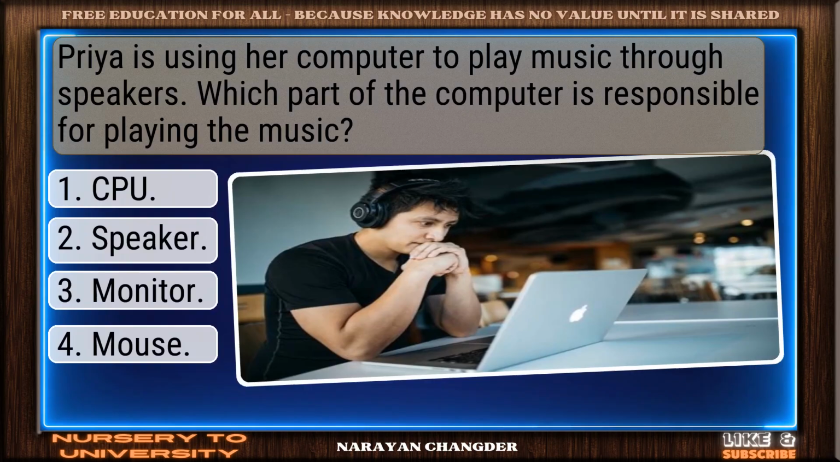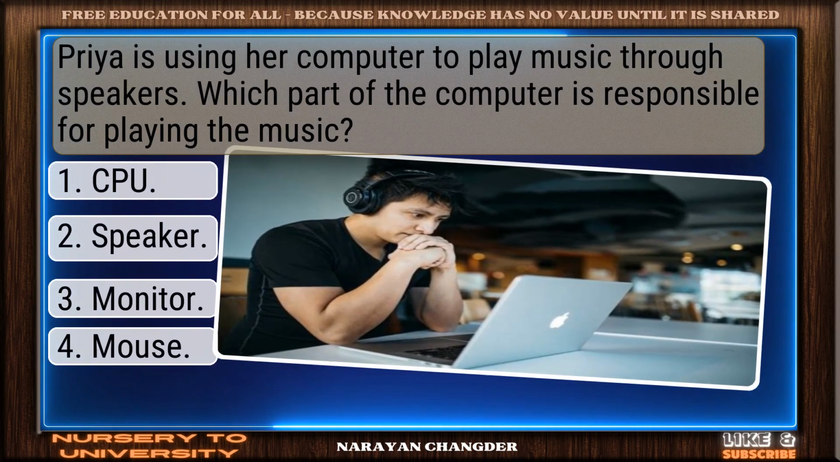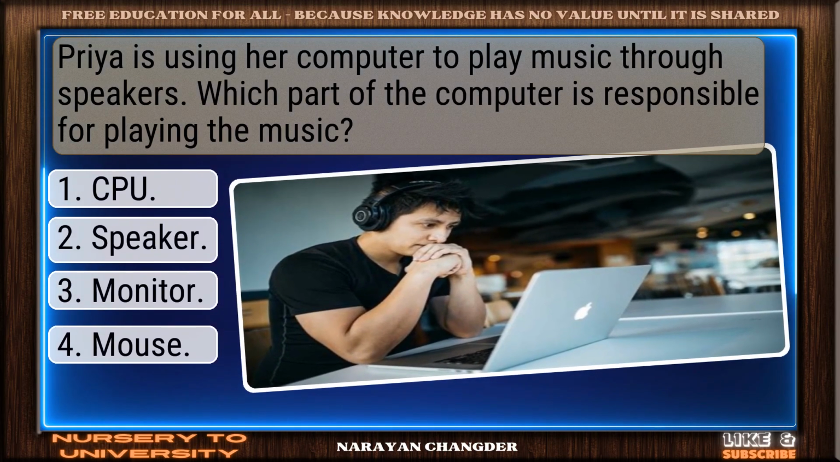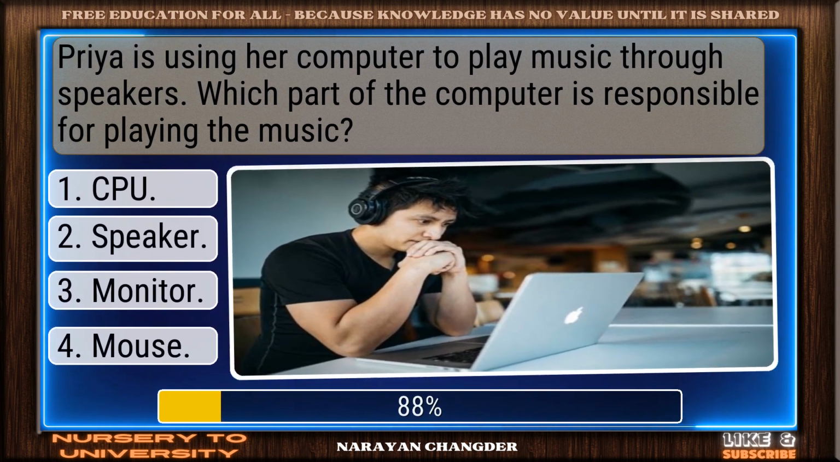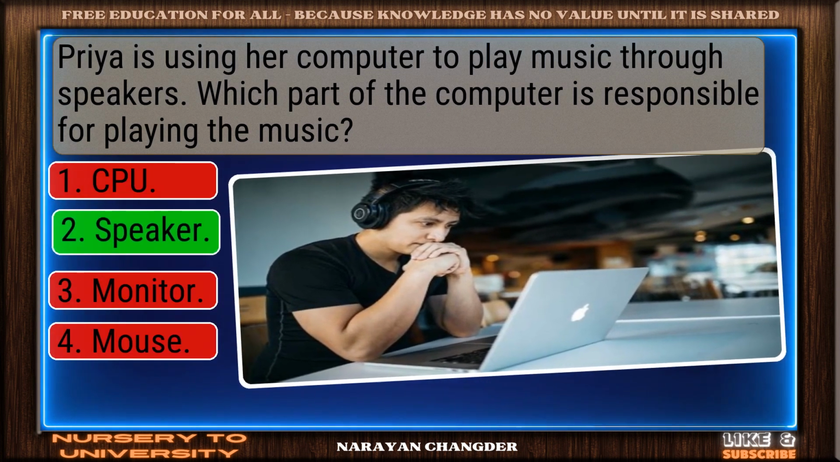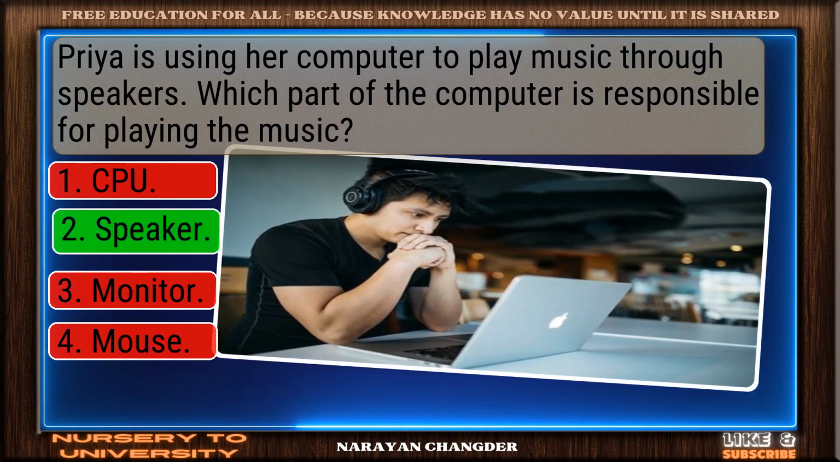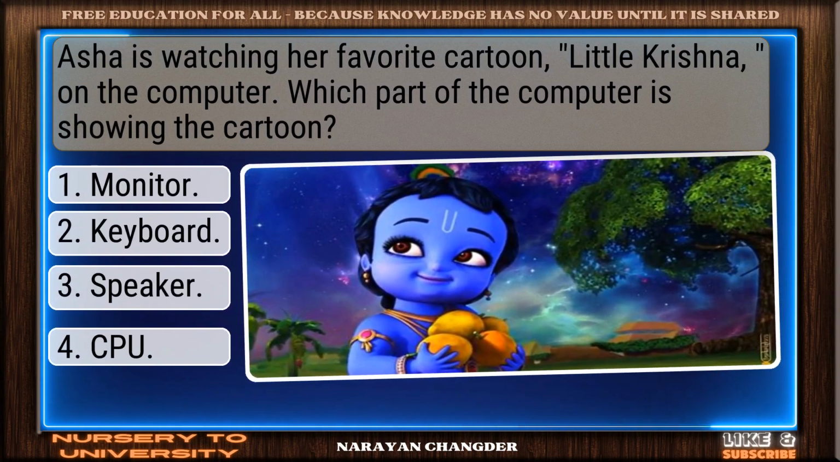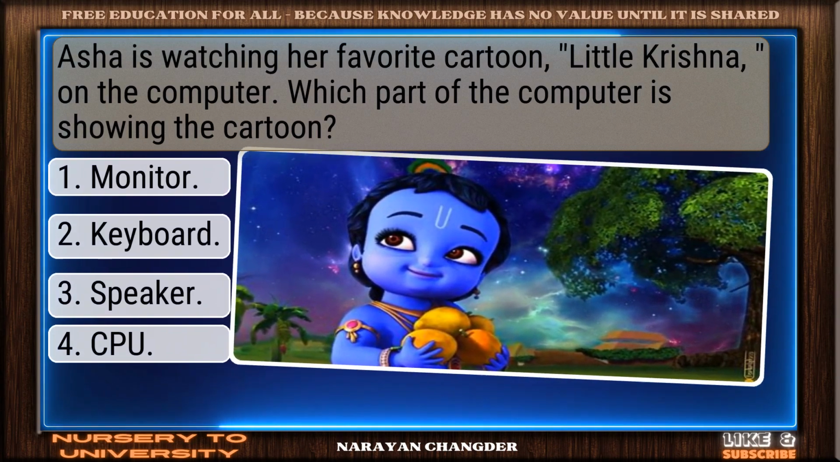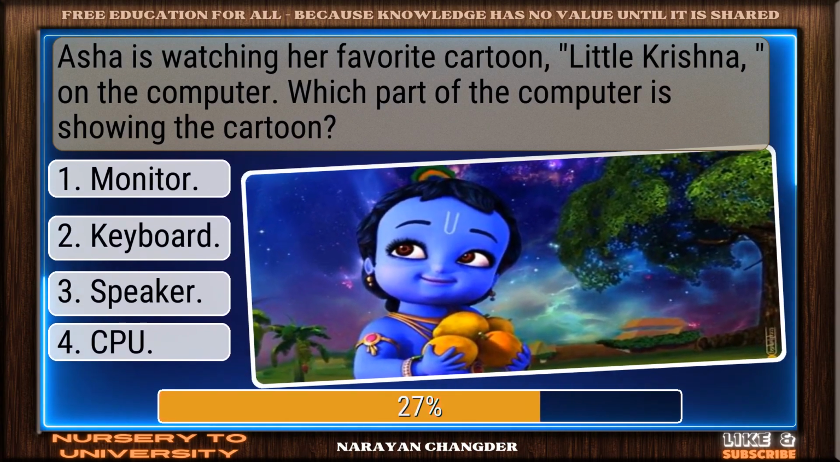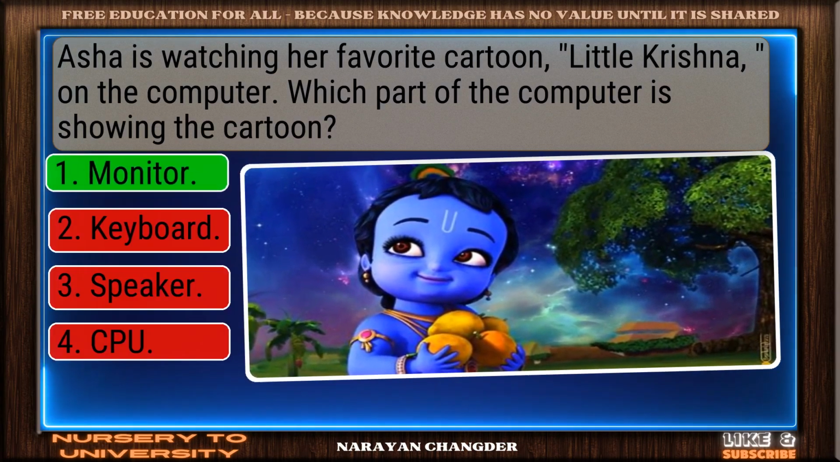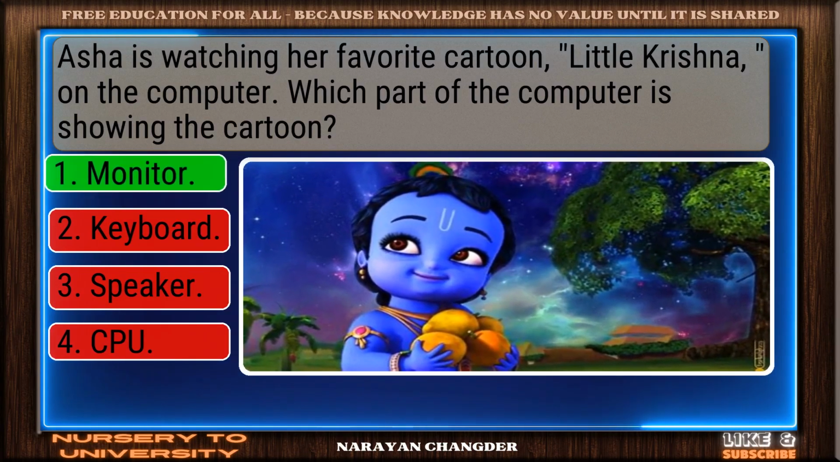Priya is using her computer to play music through speakers. Which part of the computer is responsible for playing the music? Clear logic. Speaker is sound. Asha is watching her favorite cartoon, Little Krishna, on the computer. Which part of the computer is showing the cartoon? Great thinking. Monitor is right.